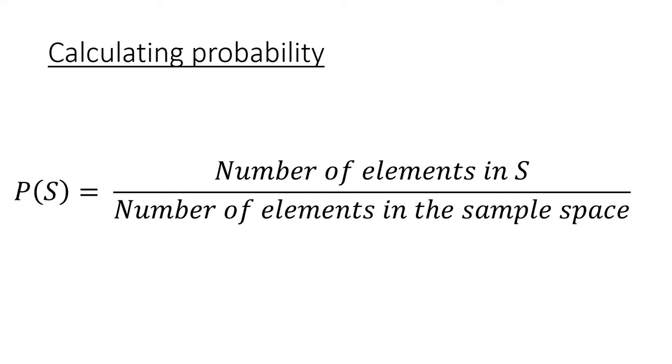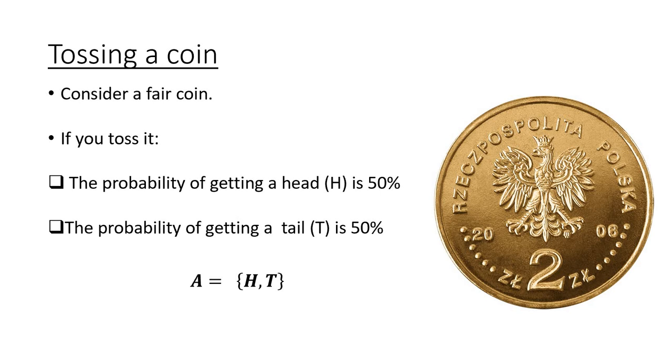Now, let us consider another example. Imagine that you toss a fair coin. Again, fair coin means that probabilities of getting head and getting tail are the same. So if you toss it one time, then you can get head with 50% probability and tail with 50% probability.